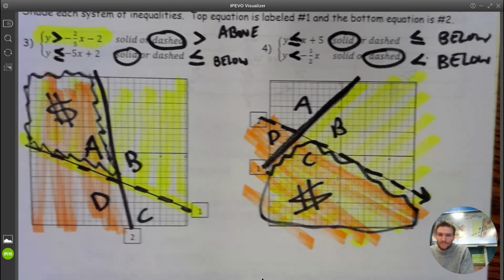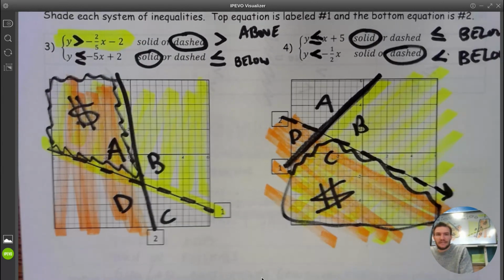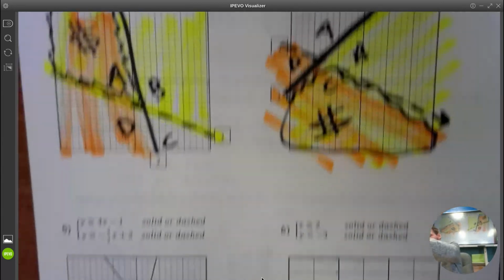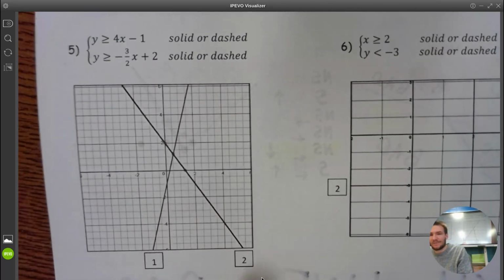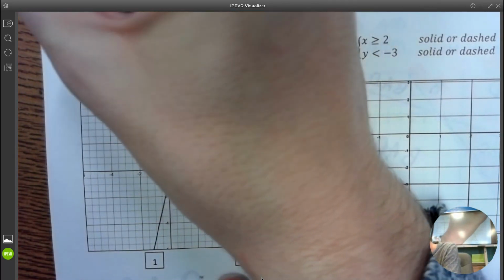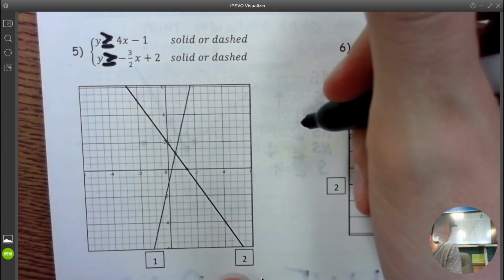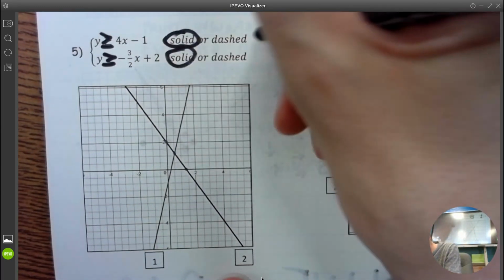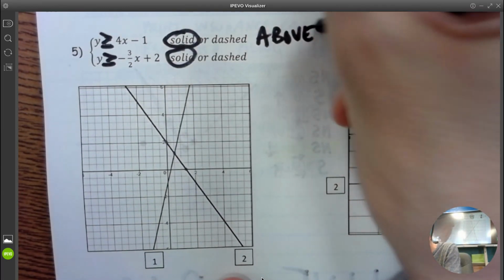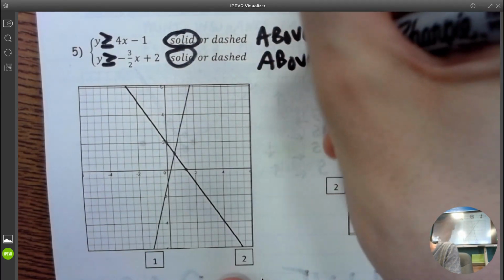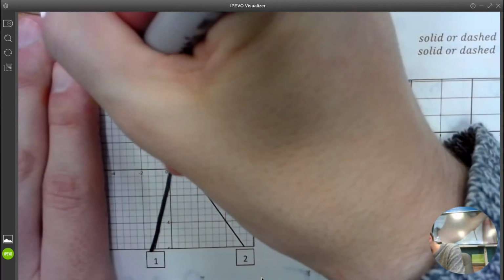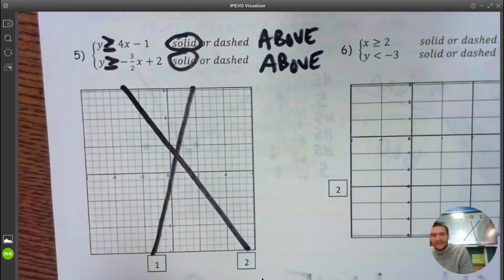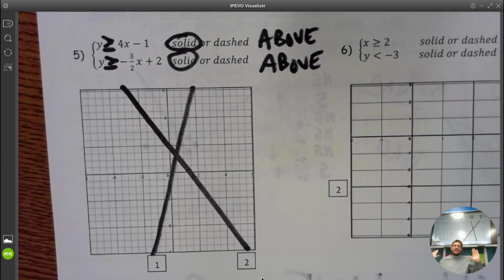Two more. Just cruising along, making great progress. Any questions here? I know this worksheet's a little funky, but I just wanted it to be a little bit faster so we could practice what we wanted. Okay, I got greater than or equal to, greater than or equal to. So that means we're going solid, solid, and we're going above, above, because these are both the same. All right, I'm going to give you a second to color.